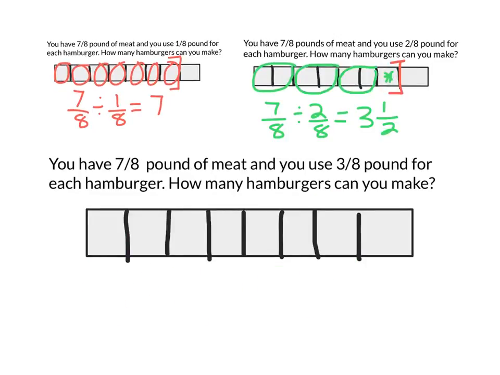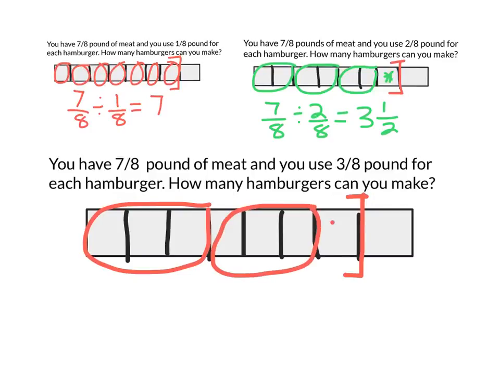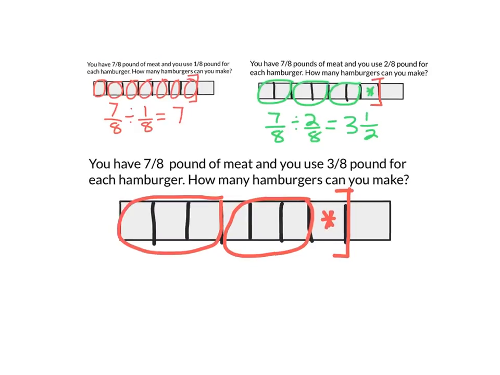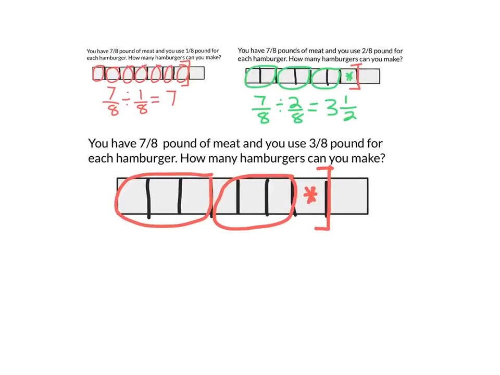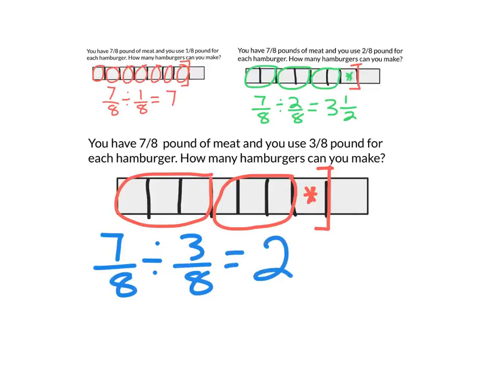So one last one. You have 7/8 pounds of meat and you use 3/8 pounds for each hamburger. How many hamburgers can you make? So I'm going to signify again that I have those 7/8, and this time I'm taking the eighths 3 at a time. So here's 3, and here's another 3, and then I have 1 out of my 3 left over. So therefore, my 7/8 divided by 3/8, I have 2 groups and 1 piece out of 3 in my group.